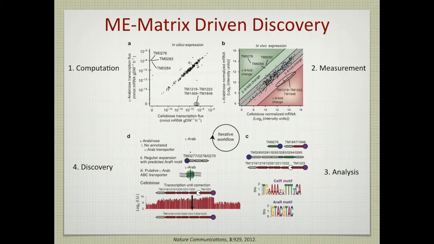And then what you can do with these data sets is you can detail them actually more. And what's shown in part 4 in this diagram is this discovery process that comes with this. Sometimes you see correction of the transcription unit architecture of the genome, and we'll talk much more about that in the next lecture. You can also get putative gene functions, like the transporter for one of the sugars was not known, and this gives you suggestions of which genes might encode that transporter.